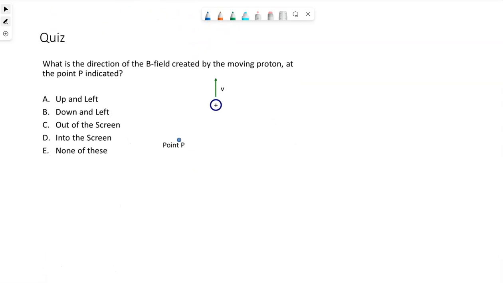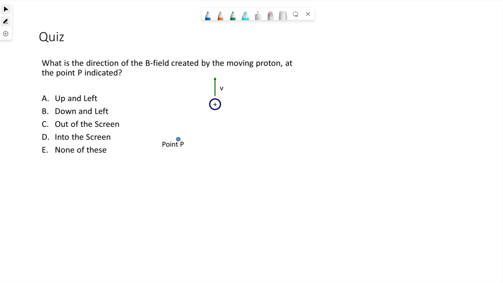So here is our first question. The correct answer here is C. We can do this quickly in terms of the right-hand rule. If we put the thumb of our right hand in the direction of the velocity, so take your right hand, orient it so that your thumb is pointing towards the top of the screen, and your fingers just relax.